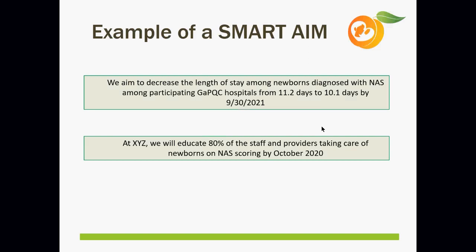So to give you another example, supposing you don't have that many kids with NAS you see in your particular unit or space, you can still come up with an aim that works towards improving care of babies with NAS by saying, at my hospital, at my unit, we will educate 80% of the staff and providers taking care of newborns on NAS scoring by October 2020. So you're making it specific, measurable, achievable, realistic and time-bound.